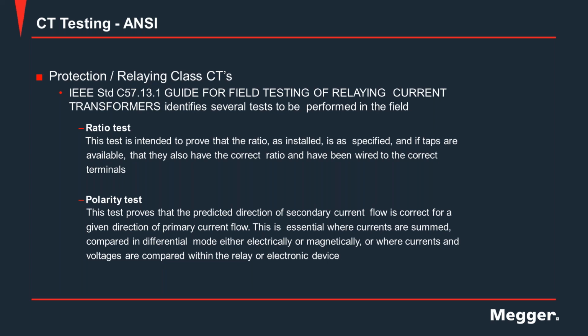Next is the polarity test. This test proves that the predicted direction of the secondary current flow is correct for a given direction of primary current flow. This is essential where currents are summed or compared in differential mode, either electrically or magnetically, or where currents and voltages are compared within the relay or electronic device.